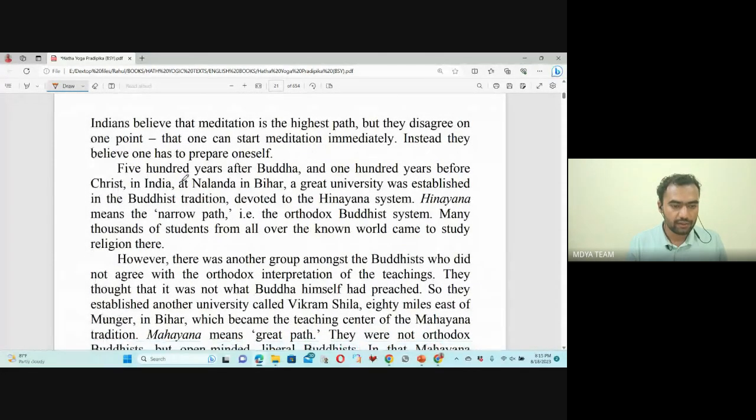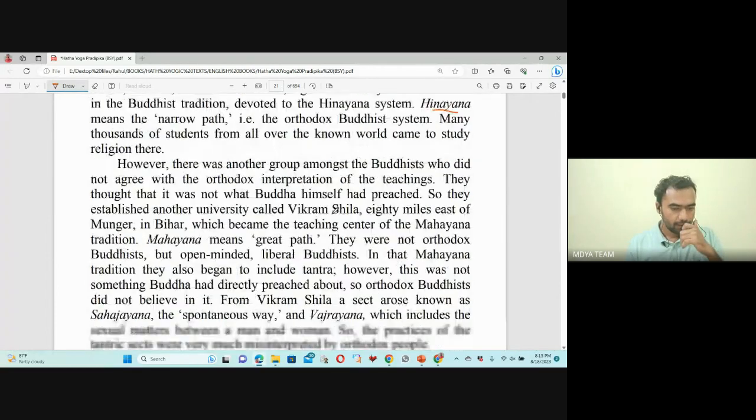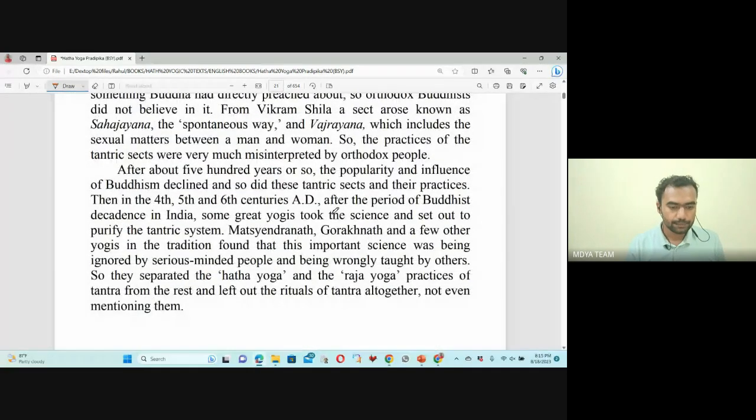After 500 years of Buddha, the other Hinayana schools came. Here you can see Matsyendranath and Gorakhnath came. A few other yogis in the tradition found that an important science was being ignored by serious-minded people. Matsyendranath was the researcher of that period. He noticed that something was missing, and that is Hatha Yoga.